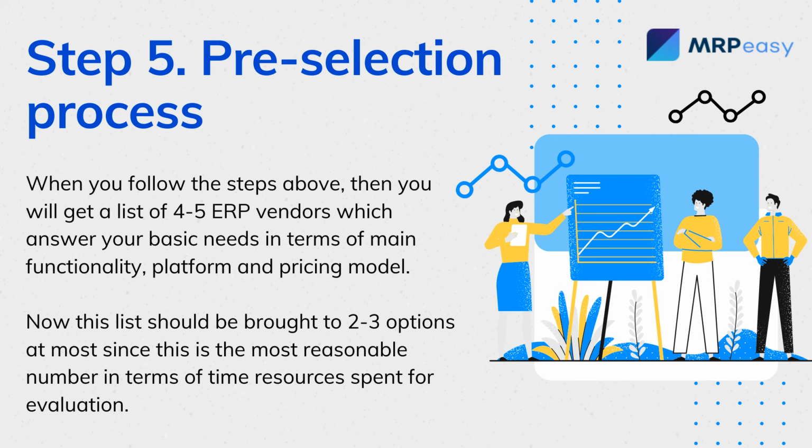Step 5. Pre-selection process. When you follow the steps above, then you will get a list of 4 to 5 ERP vendors which answer your basic needs in terms of main functionality, platform, and pricing model. Now this list should be brought to 2 to 3 options at most, since this is the most reasonable number in terms of time resources spent for evaluation.